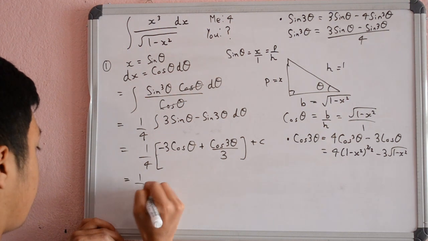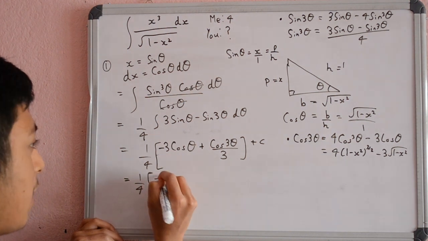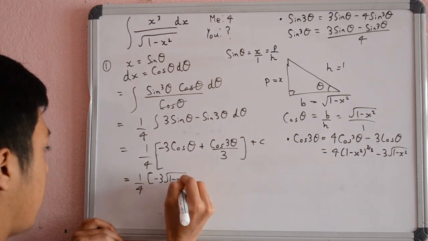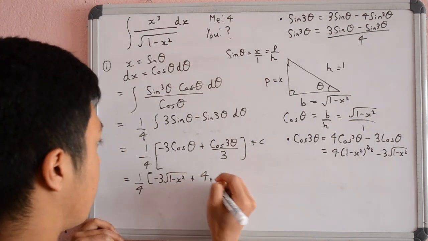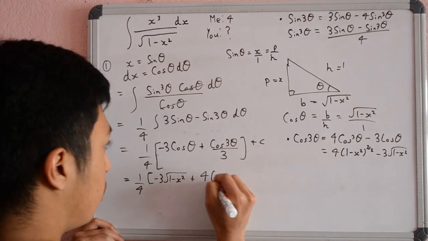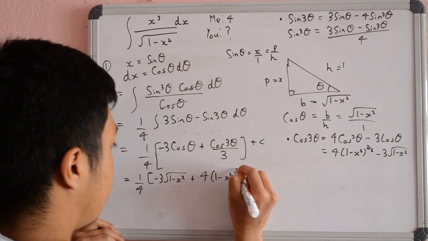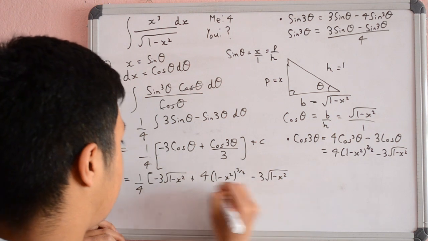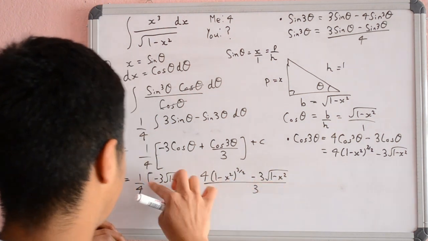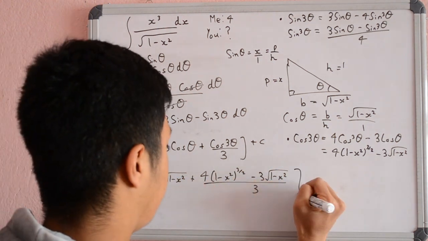So this becomes 1 by 4 times minus 3 root 1 minus x square plus 4 into 1 minus x square to the power 3 by 2 minus 3 root 1 minus x square, whole divided by 3, plus c.